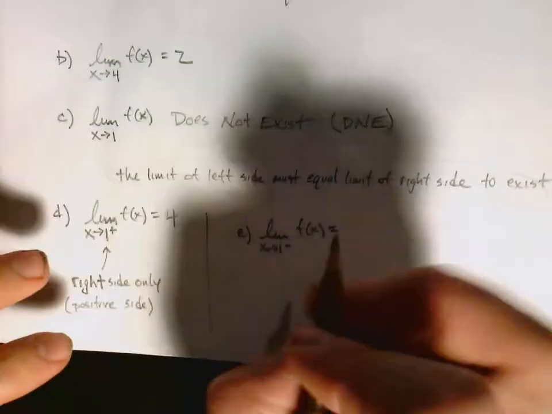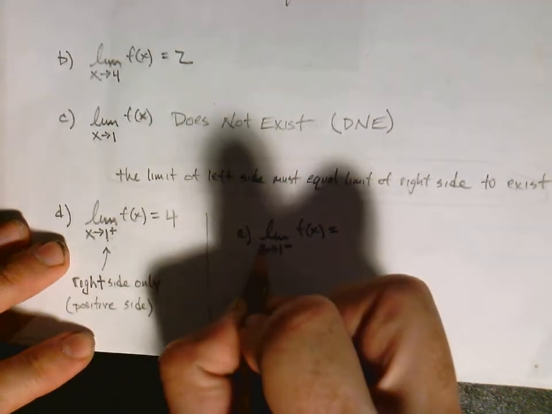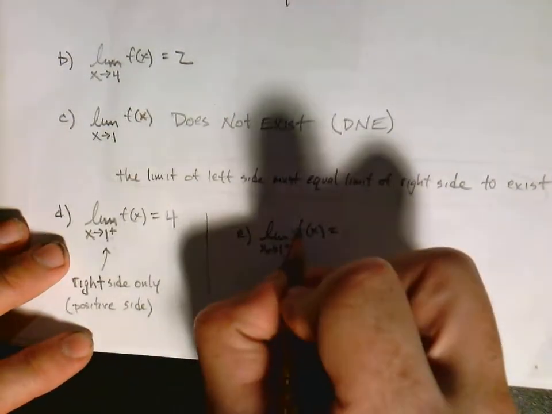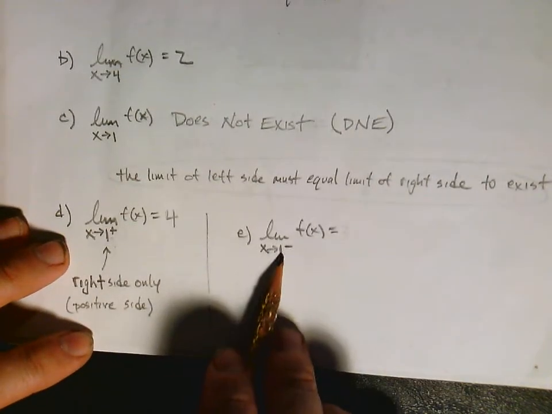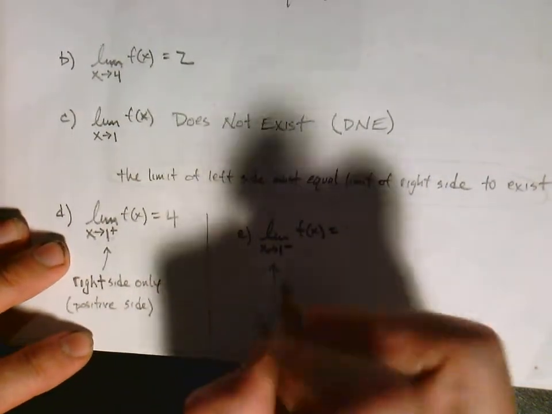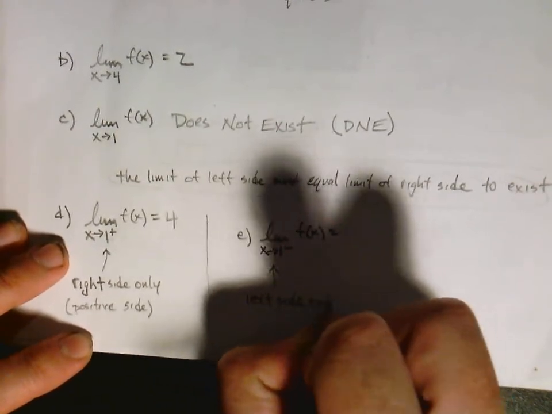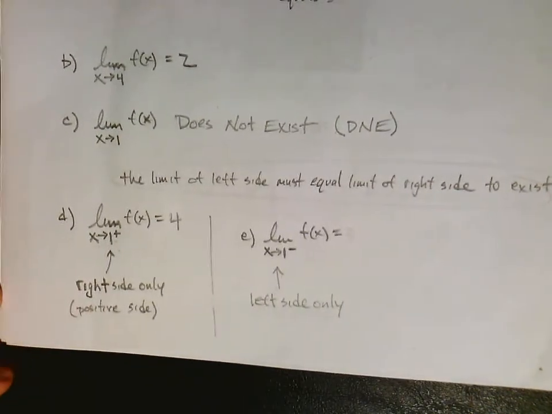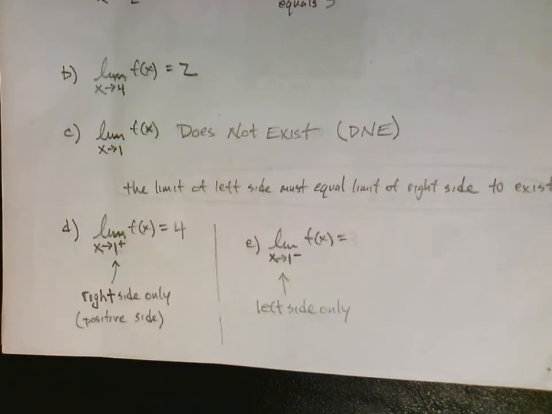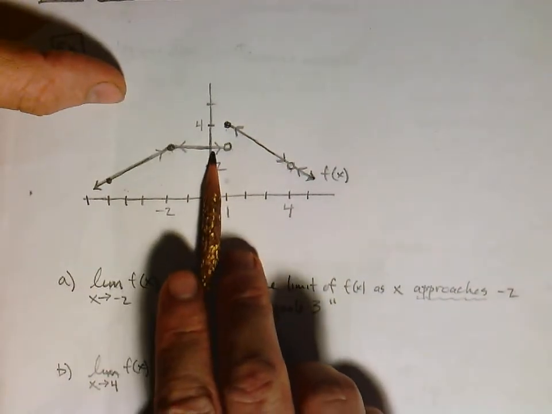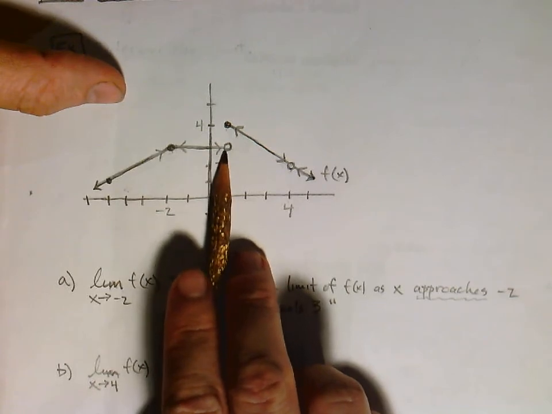We could do the same thing with a little negative sign. The limit of f of x as x approaches 1 with the negative sign indicates that you're doing the left side only. Apologize for the shadow. The negative numbers are on the left side of the number line, right? Okay, so from the left side of 1, let's go back to the graph. On the left side, what are we approaching? Well, 3.